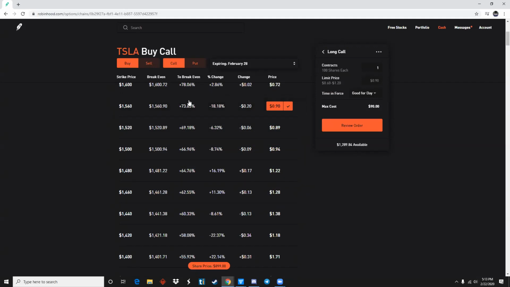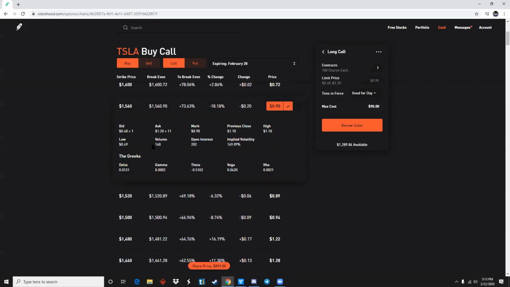Okay. And you're going to be looking at this and you're like, well, there's only 160 contracts bought. Only 202 people have been interested in that contract, and there's only been 168 contracts sold. So the volume is very low. Okay. Look at the bid, 60 cents for the bid and $1.20 on the ask. That's literally a 100% difference.